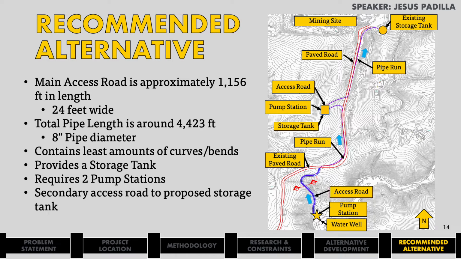This design incorporated two pump stations, one by the water well and the other at the proposed storage tank, so that from the storage tank the water can reach the mining site. We also proposed a 24-foot wide two-way access road to give ample space for service trucks to get from the existing road to the bottom of the creek and provide maintenance to the well and pump station.